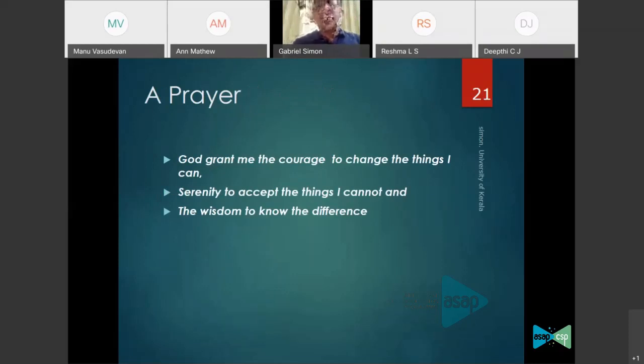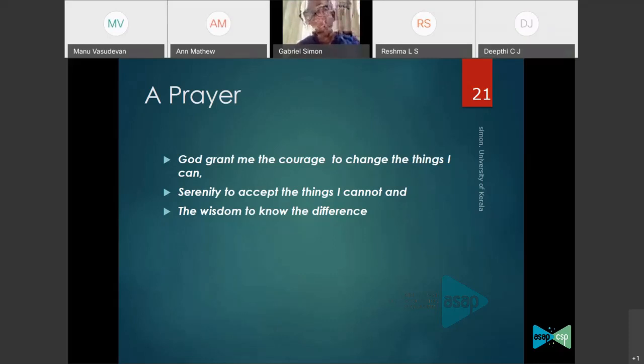Now this slide, number 21, talks about a beautiful prayer that we need to make. The prayer is very simple. God, grant me the courage to change the things I can, serenity to accept the things I cannot, and the wisdom to know the difference. So there are three things here which are very important. One is courage. Number two is acceptance. And number three is wisdom.